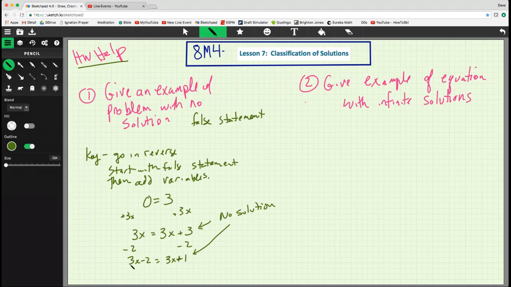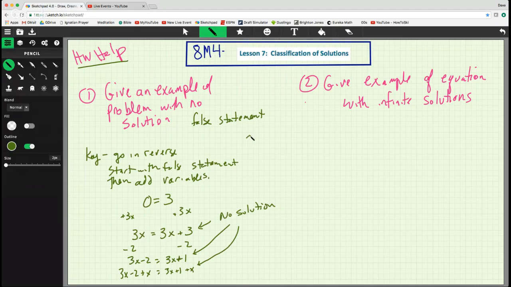And I can keep going. I could add an x to both sides. 3x minus 2 plus x equals 3x plus 1 plus x. And this has no solution. So you can do the same thing.